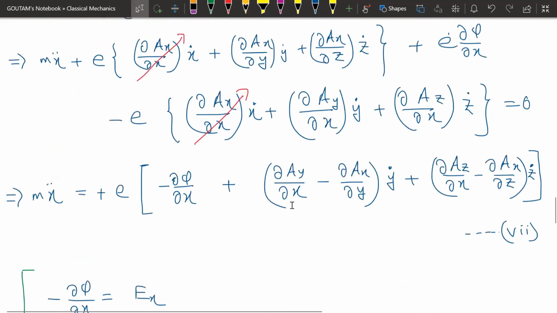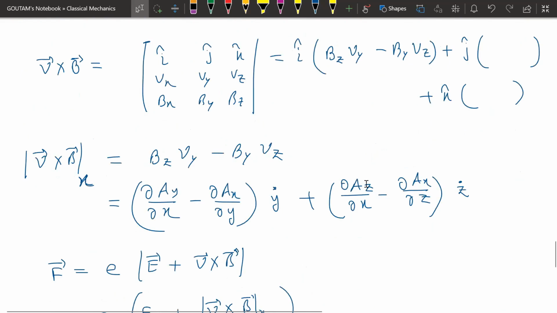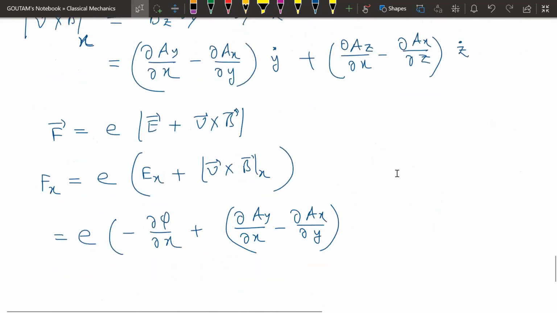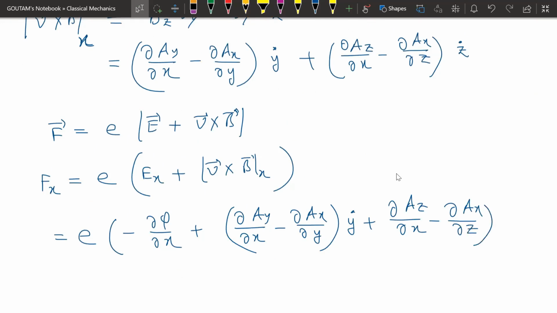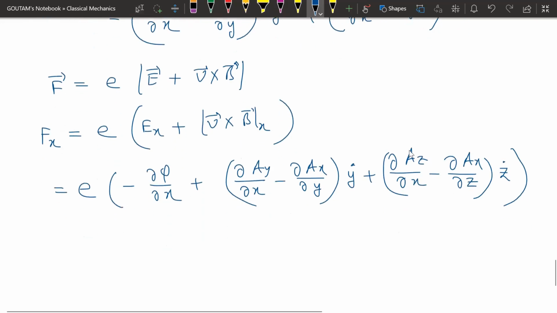times y dot, plus del Az/del x minus del Ax/del z, times z dot. So let's call it equation 8.